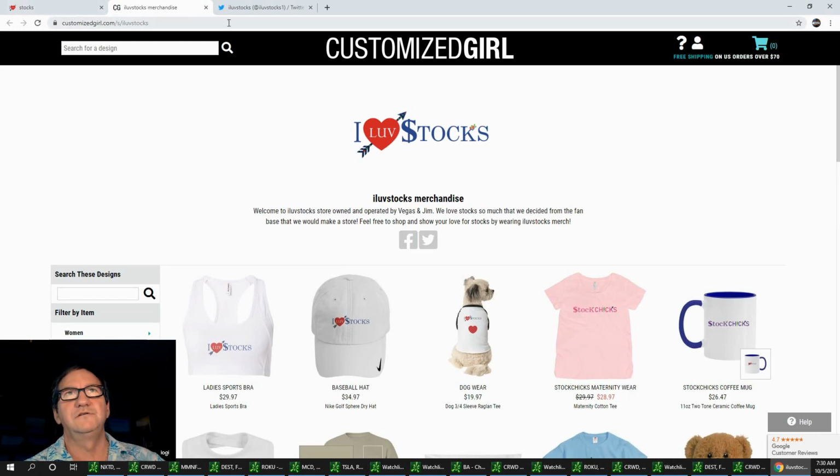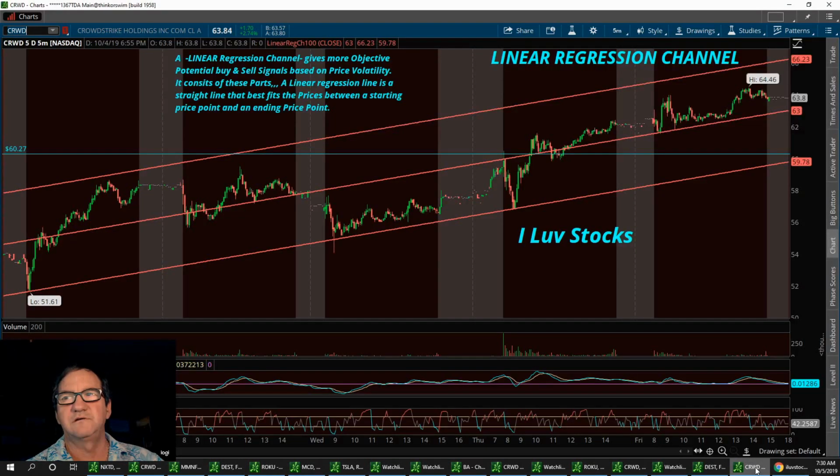And we're going to go ahead and go straight to the stock. And we're going to talk about the linear regression channel. It gives you more objective potential buy and sell signals based on price volatility. It consists of these parts.